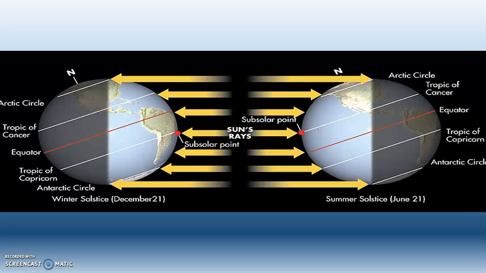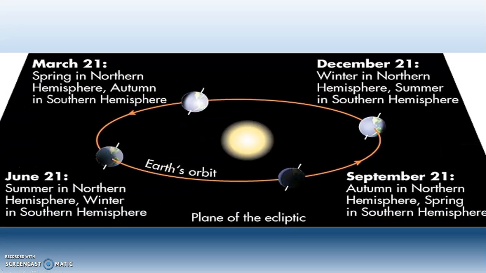Now the subsolar point is at its highest extent at 23.5 degrees north, and this is going to be at the Tropic of Cancer. Now, for us in the Northern Hemisphere, this is the longest day of the year. For those in the Southern Hemisphere, it's now the shortest day of the year because they are so far removed from that subsolar point. Now, that's going to be very important as we move forward.